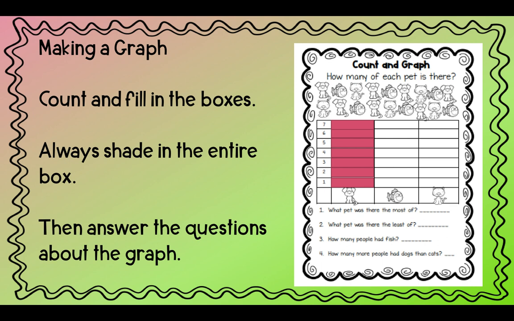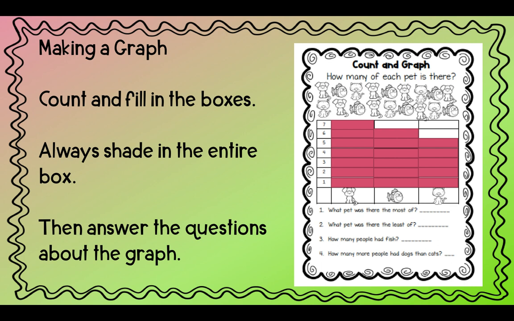Next, let's count the fish. I see 1, 2, 3, 4, 5 fish. Oops, 6, I missed one. Okay, let's count our cats now. I see 1, 2, 3, 4, 5 cats.